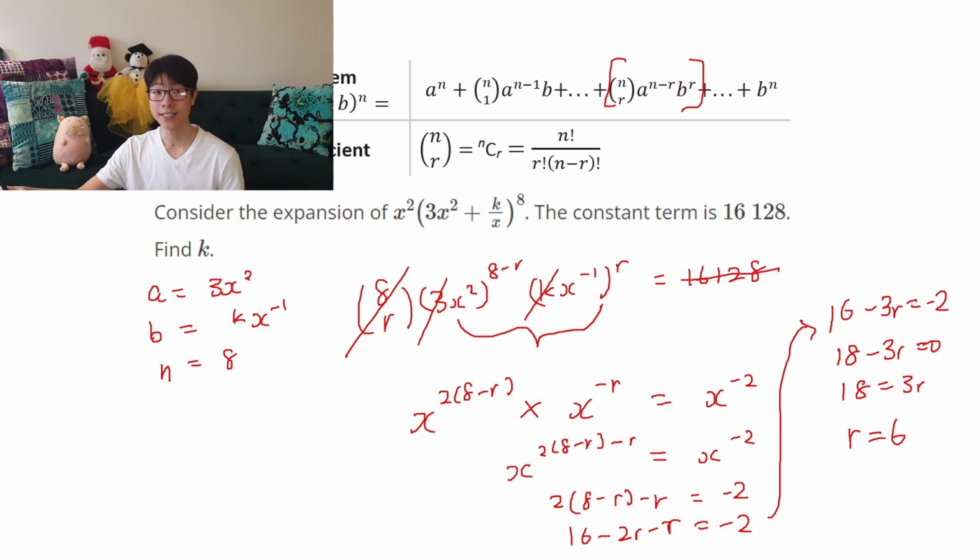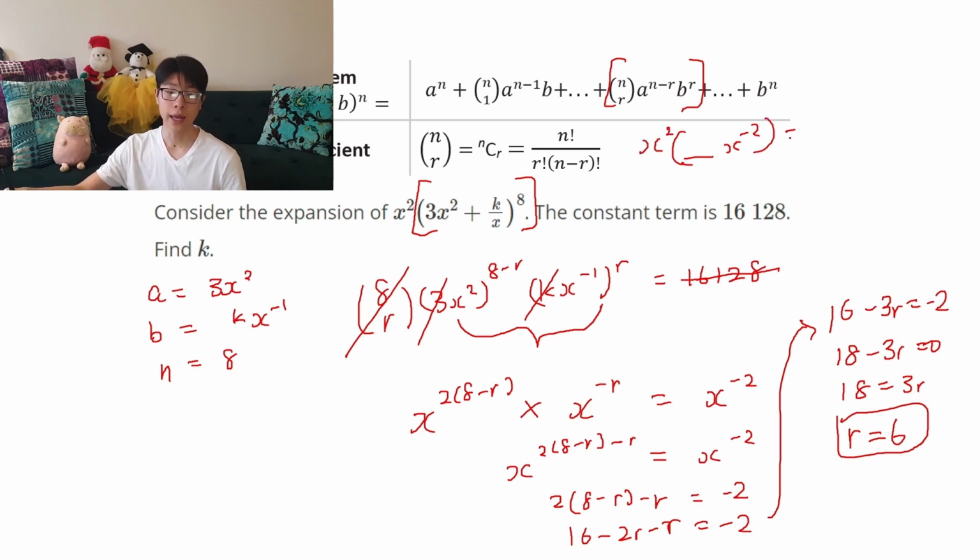Now, that is not our answer, but what this r value represents is that the term for when r is equal to 6, when we expand this binomial right here, will be some number, some coefficient, followed by x to the power of negative 2. And when we multiply that by x squared, we will end up with a constant term, x to the 0. And in this case, we can compare the left-hand side to the right-hand side that we are given, and we can find k that way.